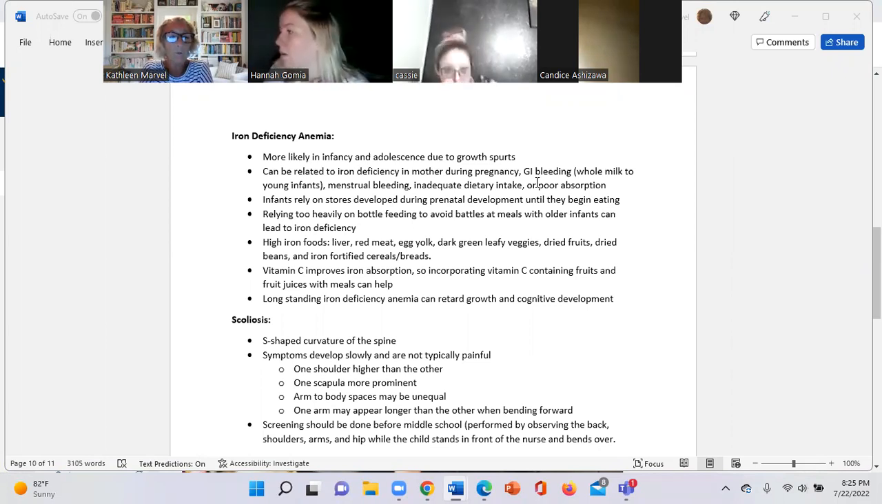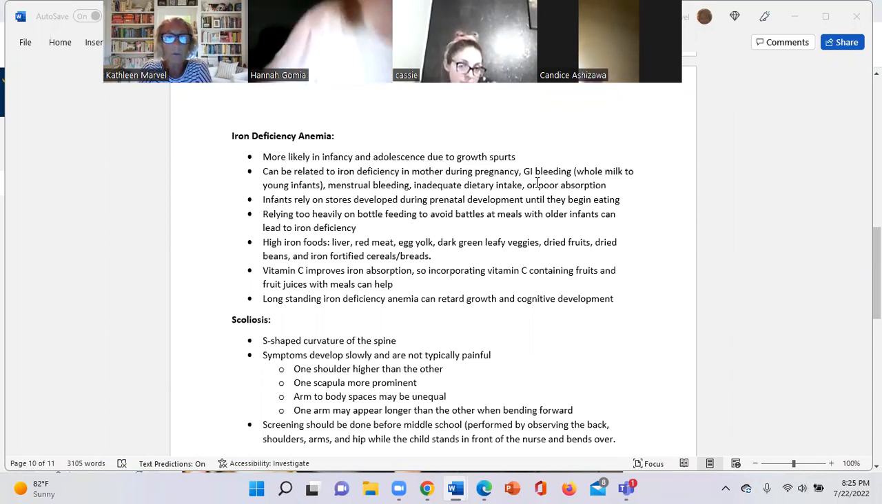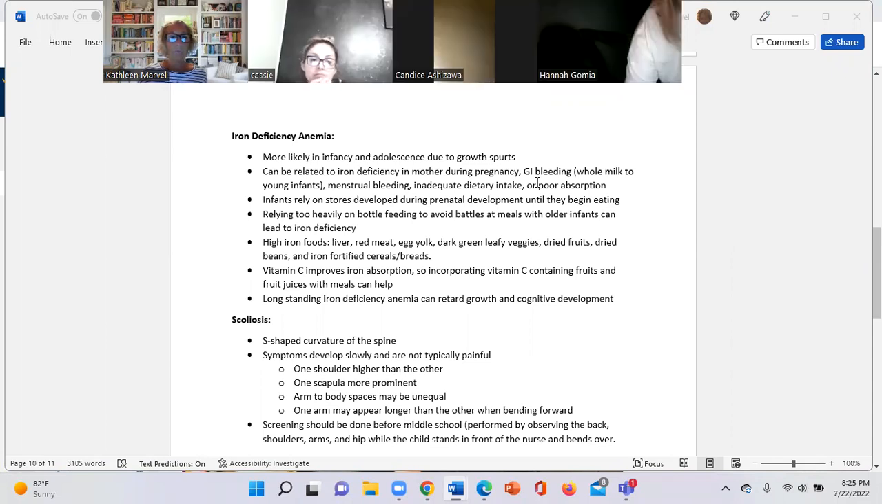What are some high iron foods? Liver, red meat, egg yolk, dark leafy greens, dried fruit, dried beans, red cereals. Vitamin C. Did you know that vitamin C improves iron absorption? So incorporating vitamin C containing fruits and veggies with meals can help. Long-standing or undiagnosed iron deficiency anemia can retard growth and cognitive development. We need to be very mindful of that when working with new parents.